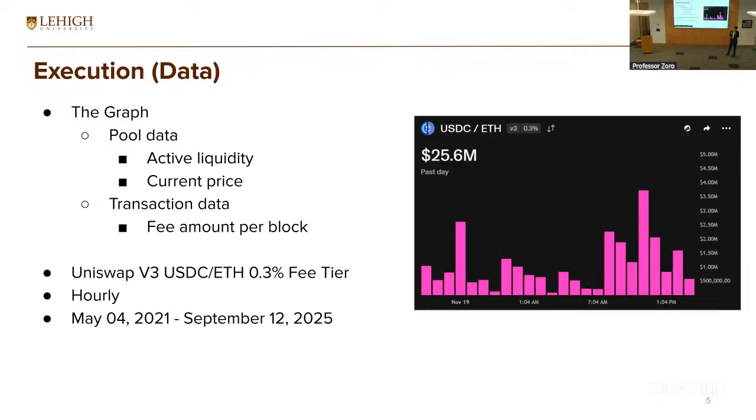It has a 0.3% fee tier. As I mentioned, fee tier, I'm going to be getting 0.3% of the fees and then whatever percent of the active liquidity I have. And I have hourly price data for this. It's for the entire length of the contract up until when I started the project. The contract began on May 4th, so that's when I pulled data from.